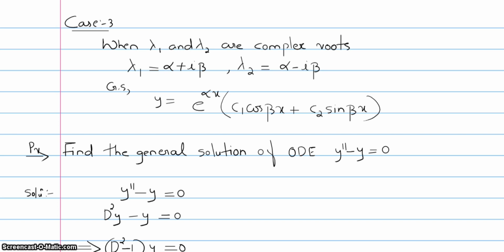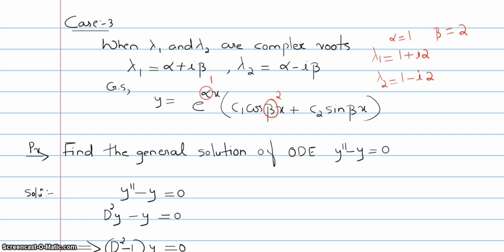Next case: if λ1 and λ2 are complex numbers. I am taking the general format as λ1 = α + iβ and λ2 = α − iβ. Then the general solution format will be y = e^(αx) (c1 cos βx + c2 sin βx). For example, if λ1 = 1 + 2i and λ2 = 1 − 2i, then α is 1 and β is 2. Here β is the imaginary part and α is the real part of the complex number. Then replace α by 1 and β by 2, and we get the general solution for the given differential equation.